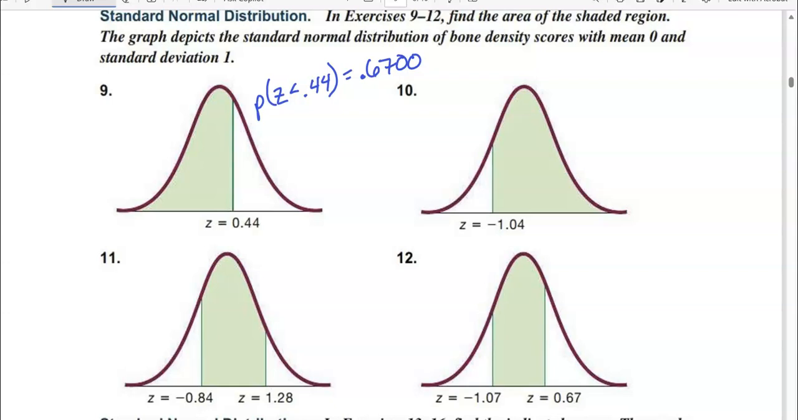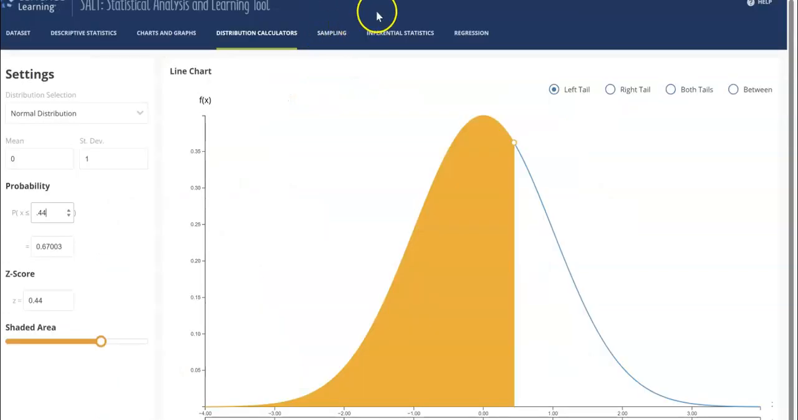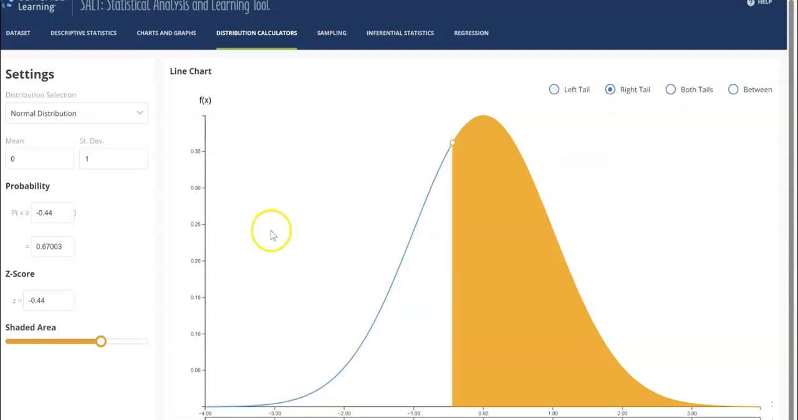If I look at number 10, I'm trying to find the probability to the right of this z-score. So z is going to be greater than negative 1.04. And again, I'm going back to my SALT, which is my Cengage learning tool. This time I want to know what's going on that right side, so the right tail. Type in negative 1.04. Here's my probability, 0.8508.